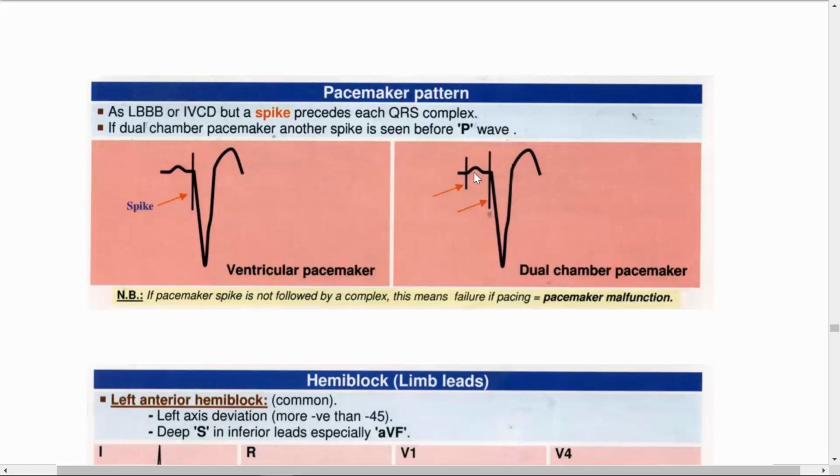3 seconds equals how many small squares? One big square? 5. 15? Okay, 1 second, 5. Okay.